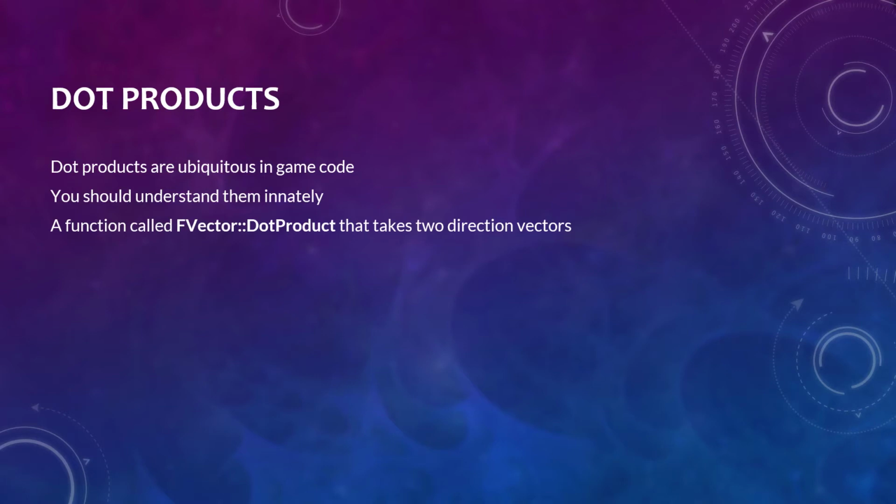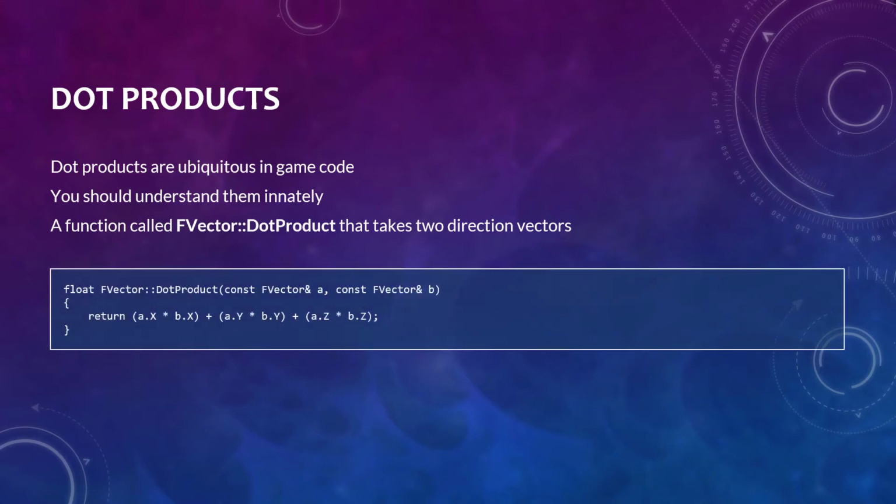Let's look at some code, shall we? Nothing to it, huh? Just 3 multiplications and 2 additions, and there you have it. The dot product between 2 vectors. And all you have to do here is simply call FVector dot product, and it's all there for you.